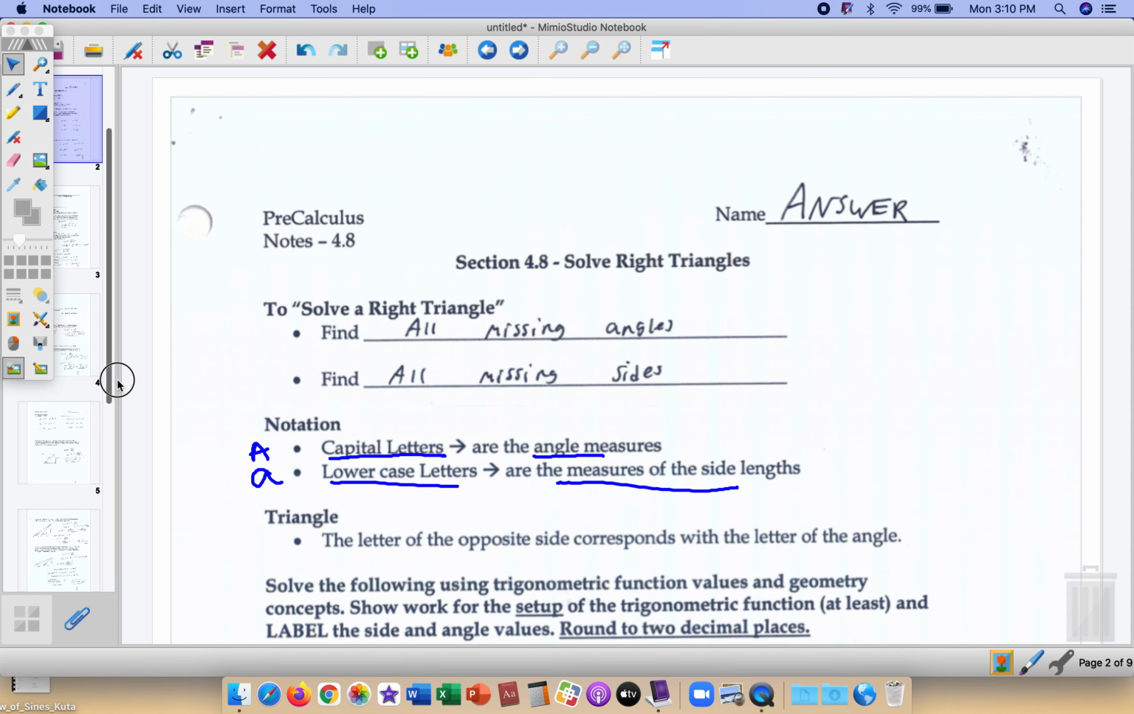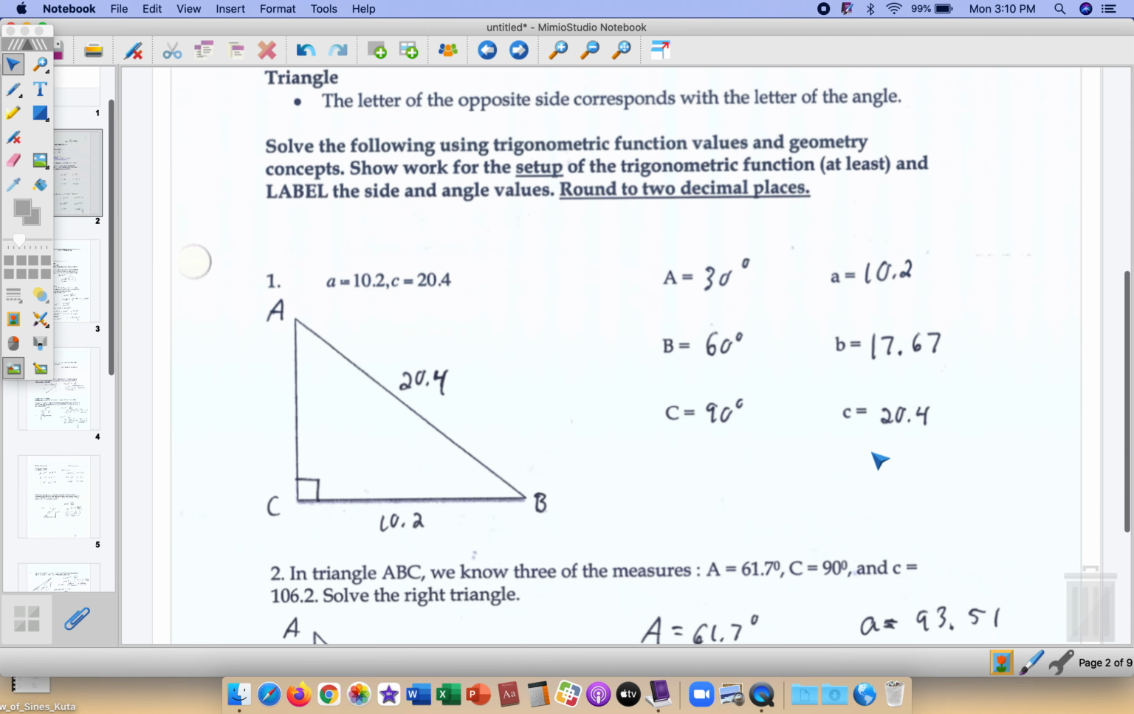So moving on, let's look at this first one. For this first problem, they give us little a and little c. So I'm going to write over here that little a and little c were given. And then we have to find the rest, big A, big B, big C, and little b.